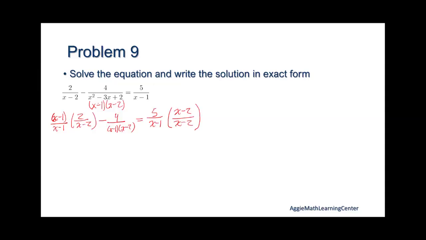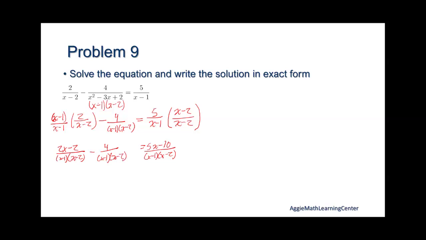All right. And what do we get? 5x minus 10 at the top. And then the bottom is negative 1 parentheses negative x minus 2. And then for our first fraction, we get 2x minus 2 over x minus 1, x minus 2, minus 4 over x minus 1, x minus 2.